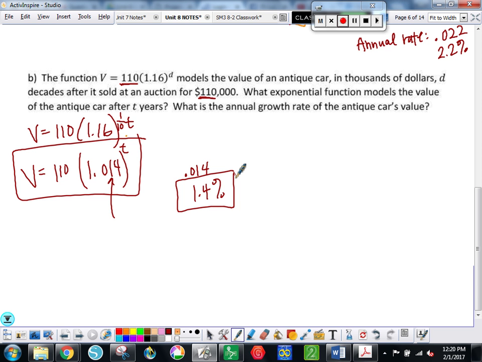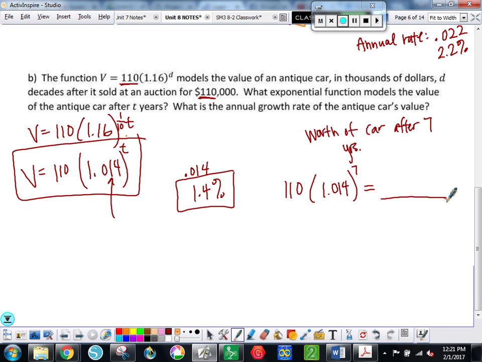If the question asks me the worth of the car after 7 years, do we expect this antique car to be growing in value or depreciating? Based on the equation, we expect it to be growing, right? So how would I figure out the worth of the car after 7 years? You would plug in a 7. So 110 times 1.014 to the 7, and you would get a number.